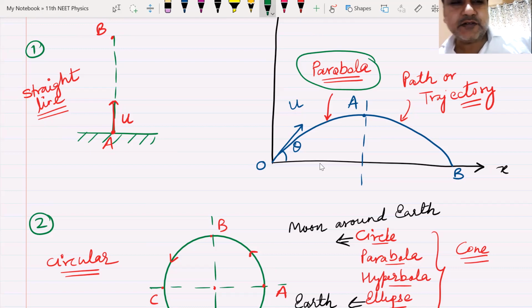Am I clear with everyone? When I have some raised hand that we understand this, that the path that this particle moves when I throw it at an angle is a parabola.